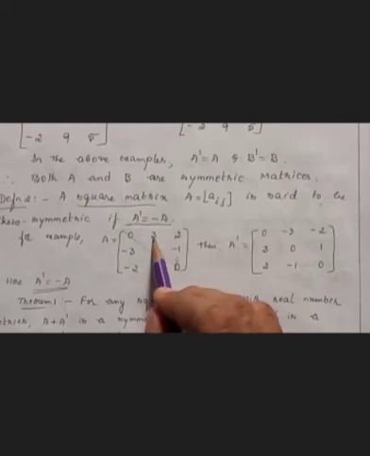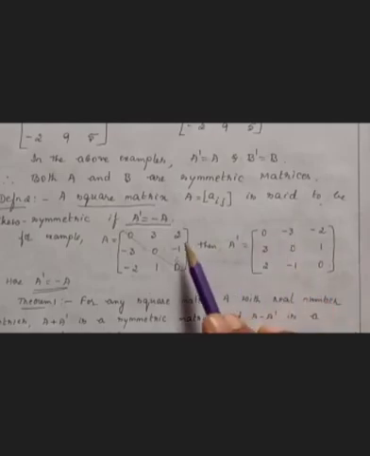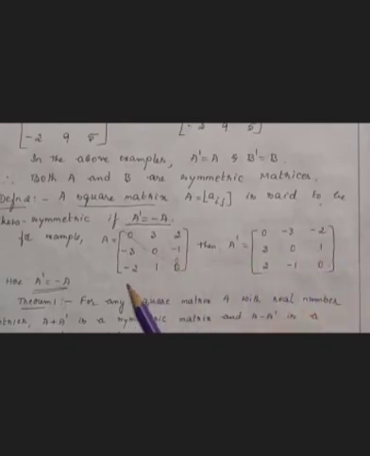Okay. This is 3, -3, 2, -2, -1, 1. Then A dash. Now if you compare this, in place of 3, -3 is there. In place of 2, -2. Again in place of -3, plus 3. In place of -1, plus 1. In place of -2, plus 2. In place of 1, -1. Therefore, A dash is nothing but minus of A. That is, A dash is obtained by multiplying -1 to the matrix A here.